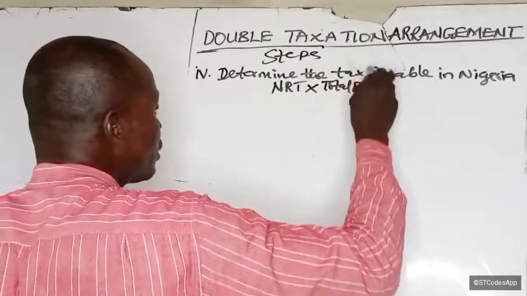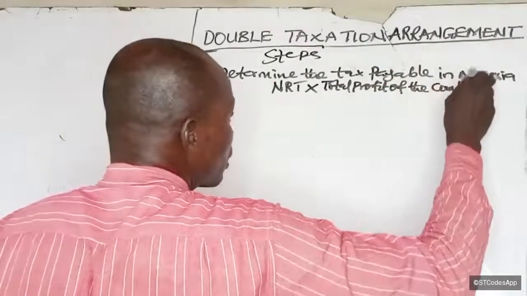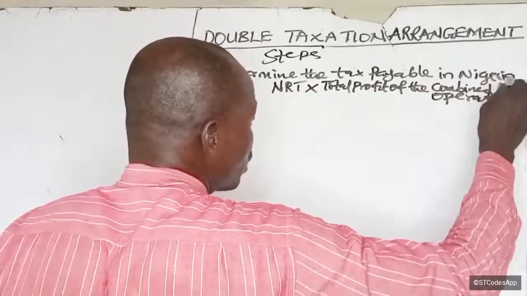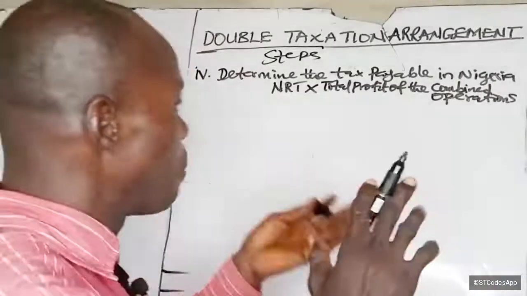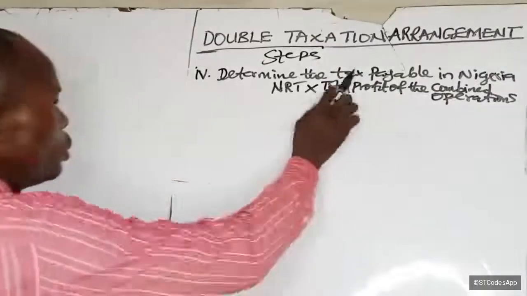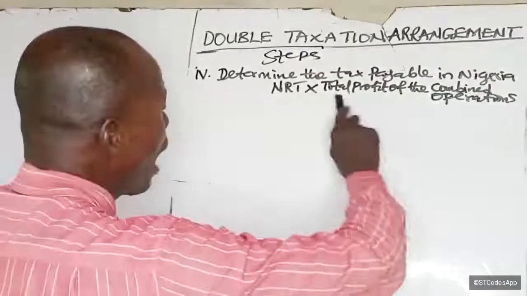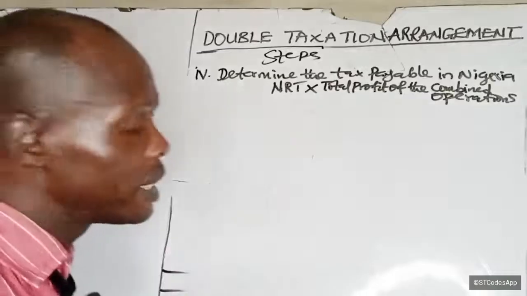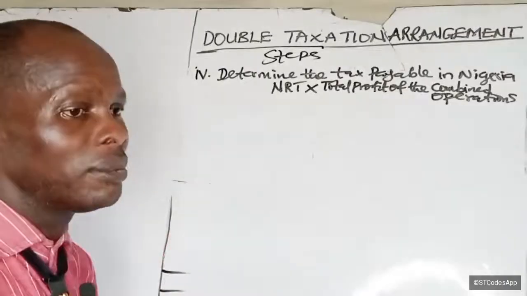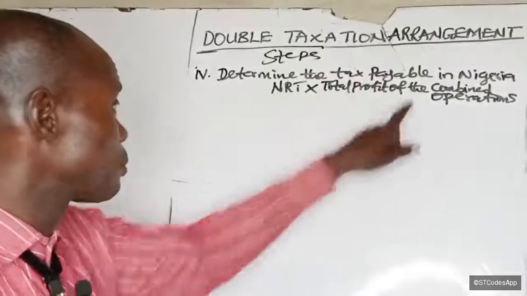Total profit of the combined operations. If I say combined business operations, I mean the combined business for both Nigeria and non-Nigeria. The combined operation, the combined result. So you multiply that by the Nigeria rate of tax. If it is 30%, 30% times total profit. You arrive at total profit when you compute the adjusted profit. Then you claim relief for loss, if any. Then you deduct capital allowance. That will give you the total profit.